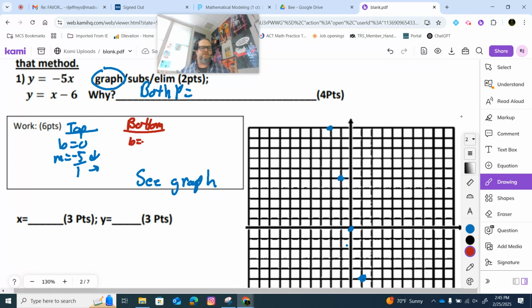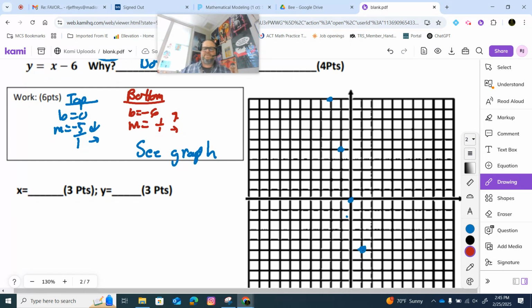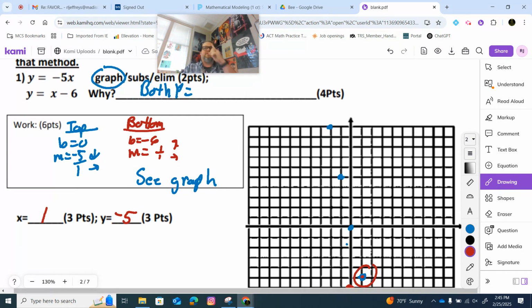And then the bottom, b equals negative 6, and then m equals 1 over 1. That means up 1 to the right 1. So that would have been here, up 1 over 1 here. All right, so you would have had 1 and negative 5, correct? Yes? No? All right. Now, did anybody solve this by substitution?